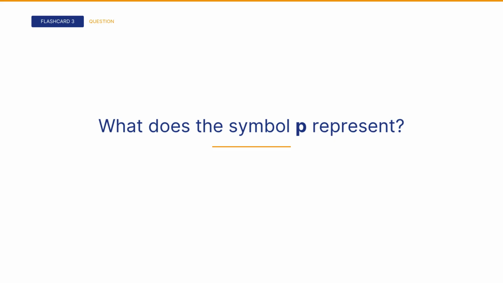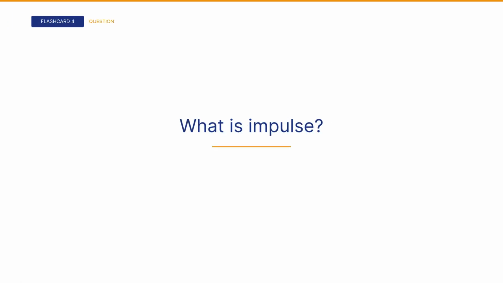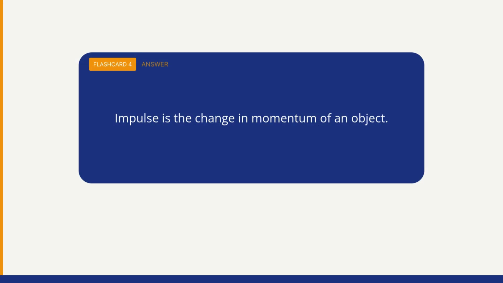Flashcard 3. In the momentum formula, what does the symbol P represent? Think carefully before revealing the answer. The correct answer is, the symbol P represents momentum. Flashcard 4. What is impulse? Think carefully before revealing the answer. The correct answer is, impulse is the change in momentum of an object. Remember this definition for your examinations.